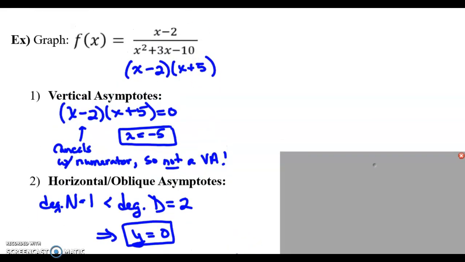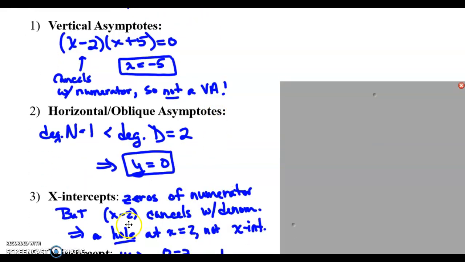Then what about the x-intercepts? Well, x-intercepts are what makes this 0, which means what makes the numerator 0. But remember, this x minus 2 can cancel with the bottom. If I put a 2 up here, I get a 0 for the numerator, but I'm also going to get a 0 in the denominator, and 0 over 0 is undefined. So it turns out that if one of your factors in the numerator cancels with a factor in the denominator, it means you don't have a vertical asymptote there. It also means you don't have an x-intercept there. Instead, you have a hole. You have a little bubble there, okay?